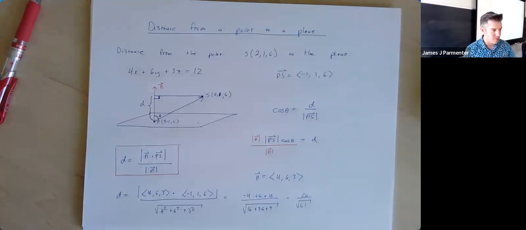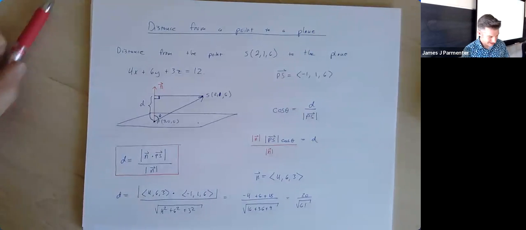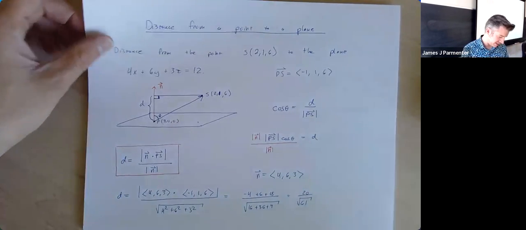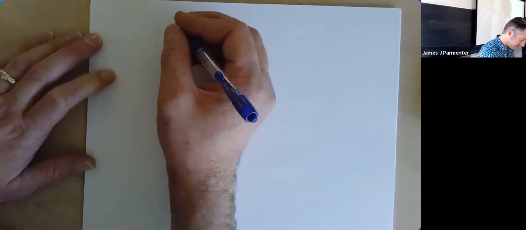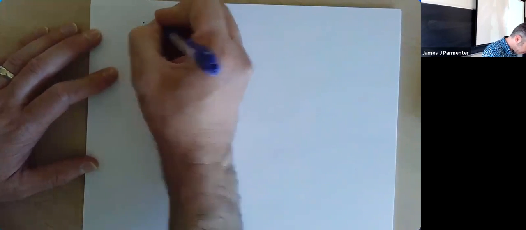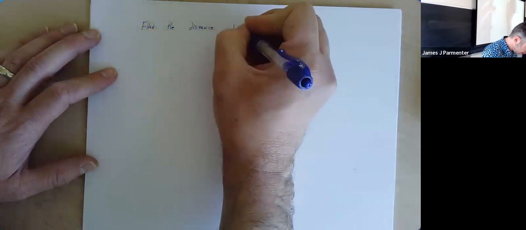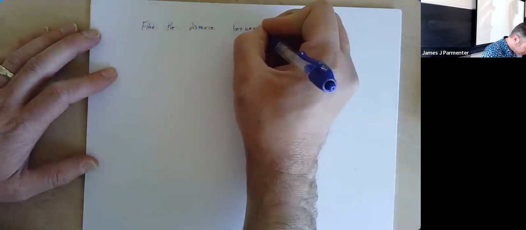Okay, more distances between things. I think it's interesting. It feels like you're actually doing a real thing as opposed to some of the more esoteric mathematical things. So we spend a little bit of time talking about it. Let's find the distance between skew lines.